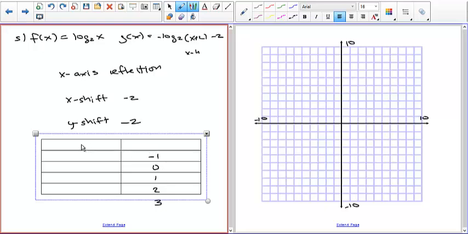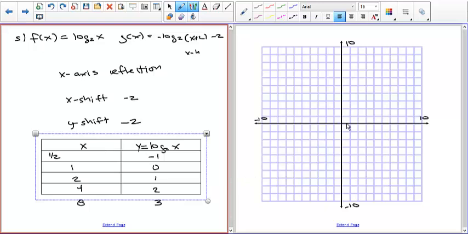So this is x, and this is going to be y, which is equal to log base 2 of x. So this is going to be 1/2. It's going to be 2 to the negative 1 power, which is 1/2. Then you get 2 to the 0 power, which is 1, 2 to the first power, which is 2, 2 to the second power, which is 4, 2 to the third power, which is 8. So there you have 5 points.